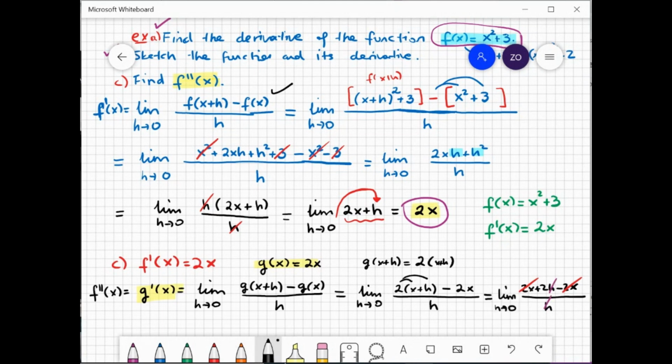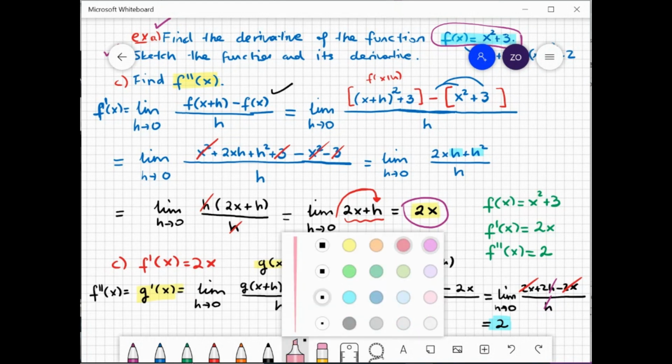So what do we find for this limit? Simply 2. Okay, and we will discuss this in a minute, after we are done with these. So what did we find? We found the second derivative of f to be a constant value 2.